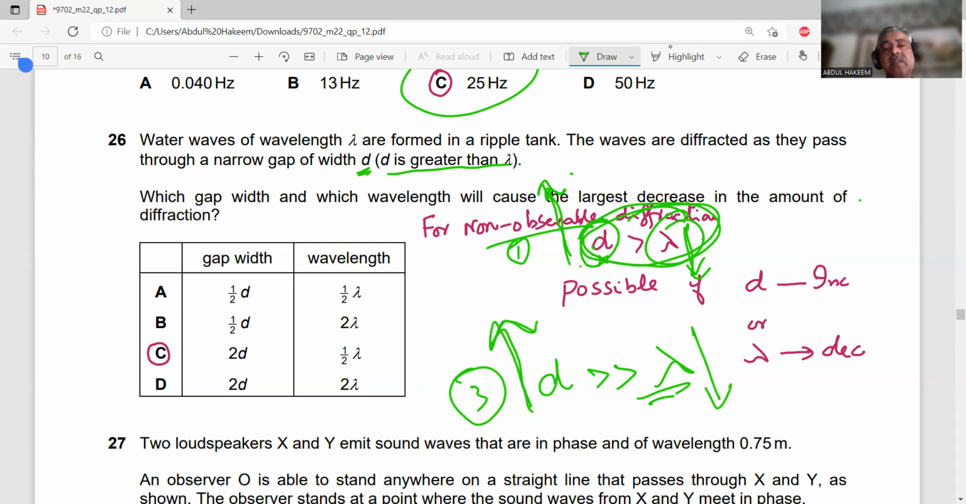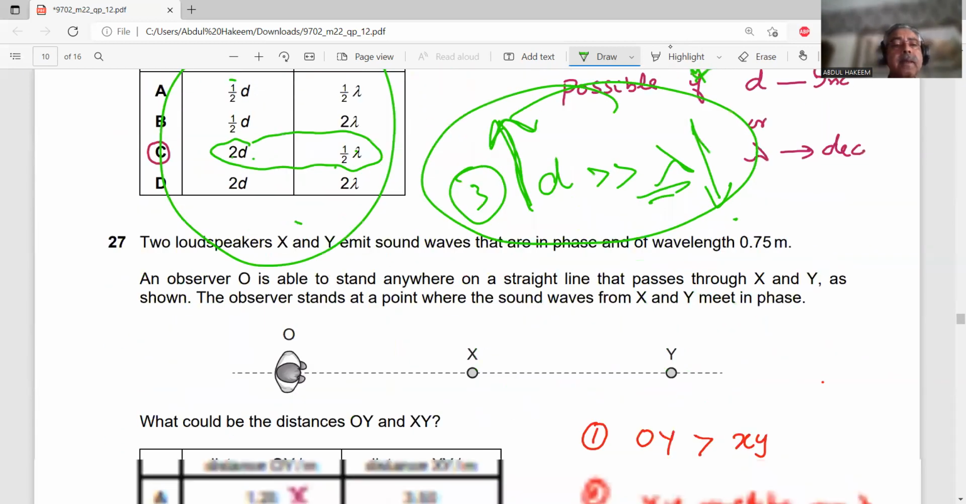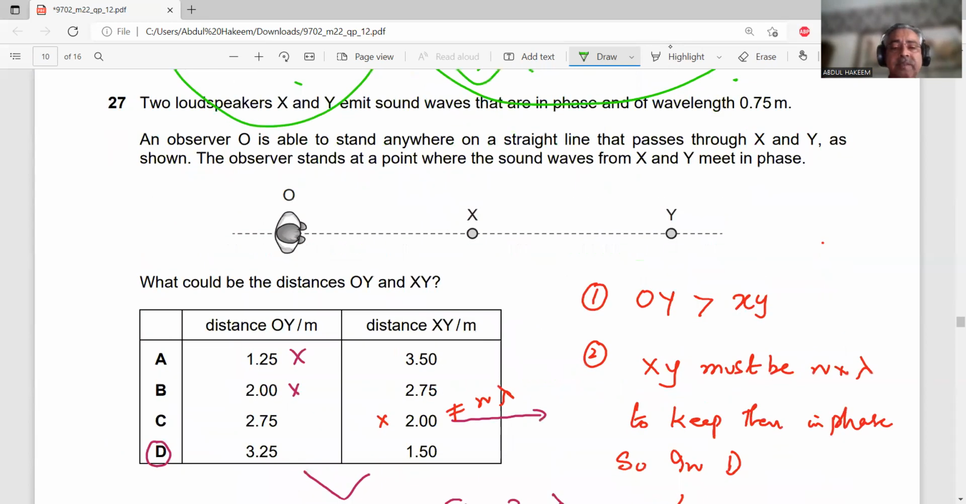So it's only possible when we take the third option instead of the first and second. First option, only increase D. Second option, decrease lambda. But look at these options, all are changing. Nothing is kept constant. Definitely, we will adopt this third one. So that's why C is the option, D becoming double, wavelength becoming half. So it becomes more non-observable diffraction. Now look at this question number 27.